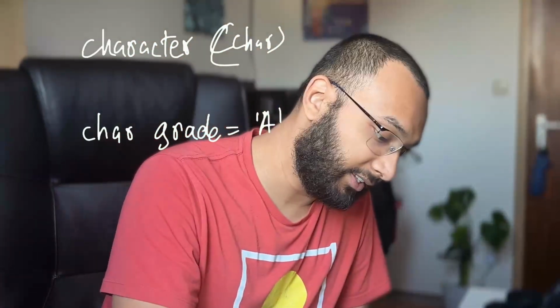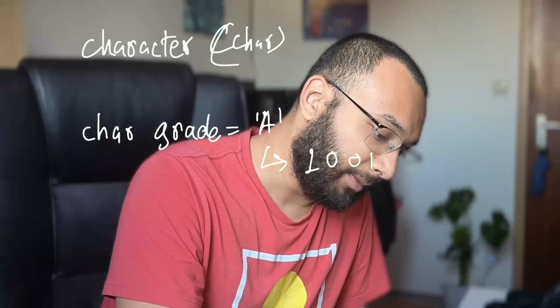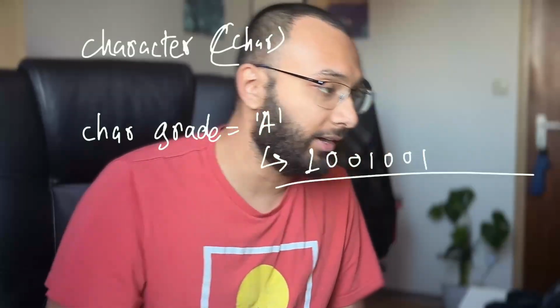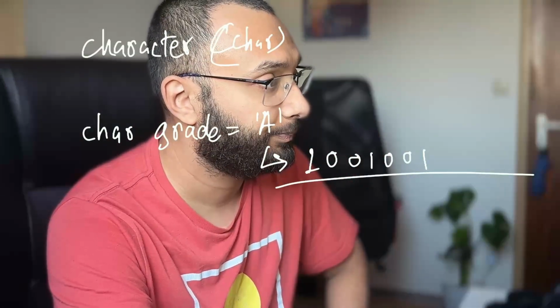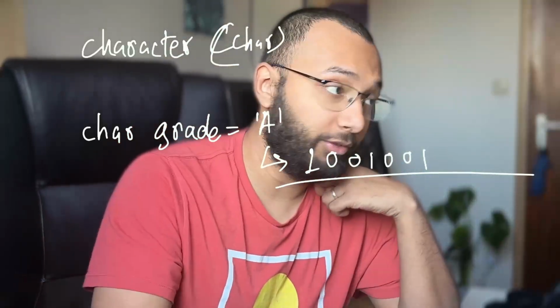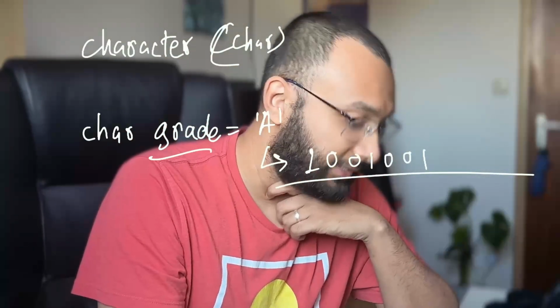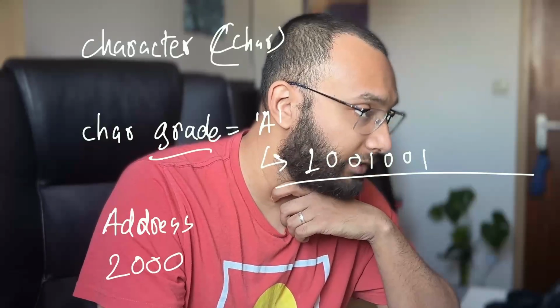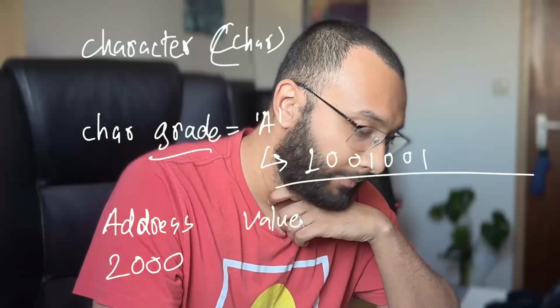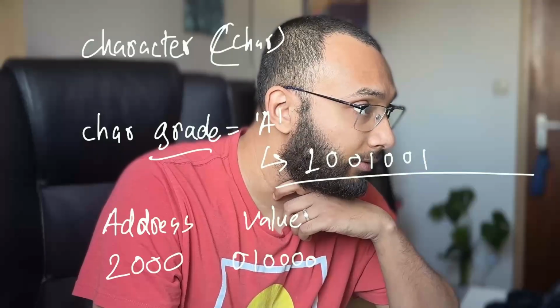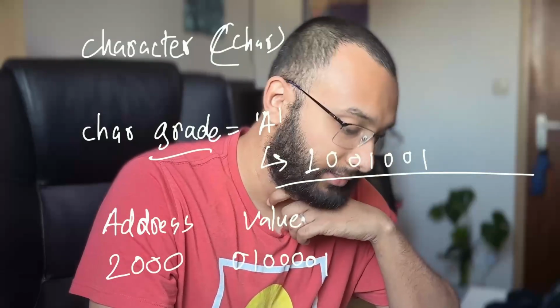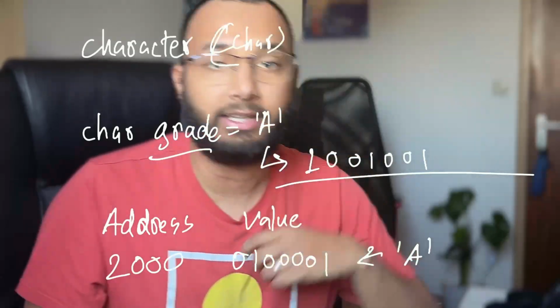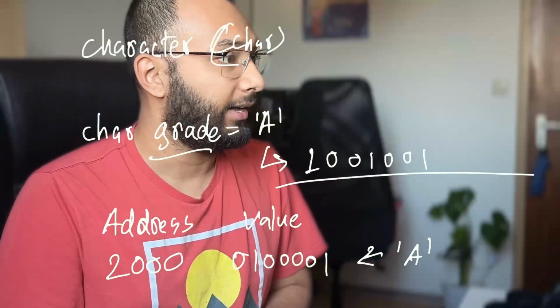The character, as we have discussed before, is stored as a specific binary value, which I'm just writing at random. This is not the binary value for A, but this is how it is being stored. And when you store it in a variable called grade, it has, for example, an address. For example, the address is 2000, and it has a value. For example, this is the value, and it maps to the letter capital A. That's how characters are being saved in memory.